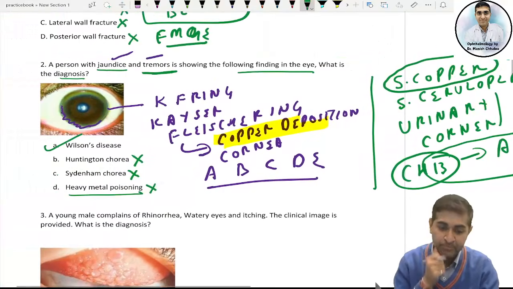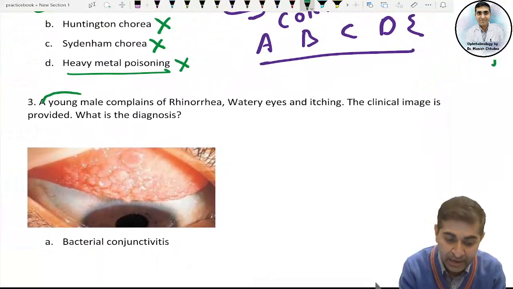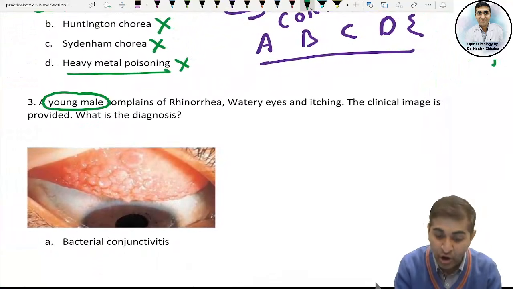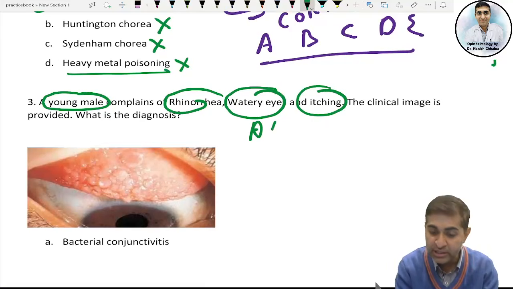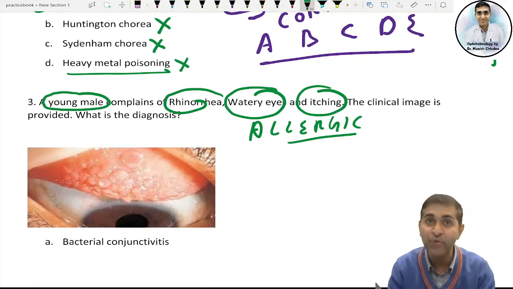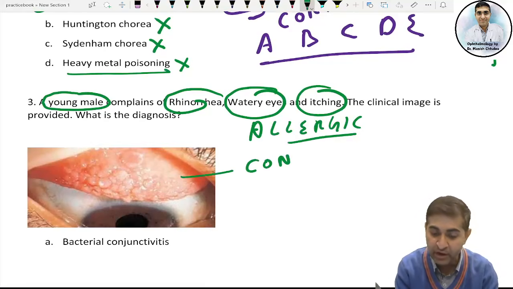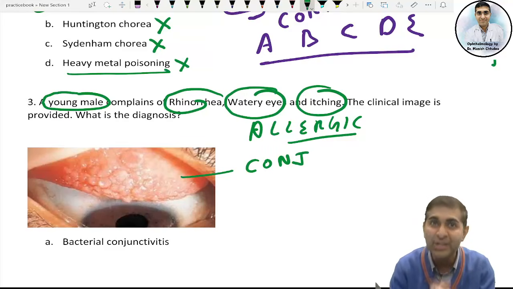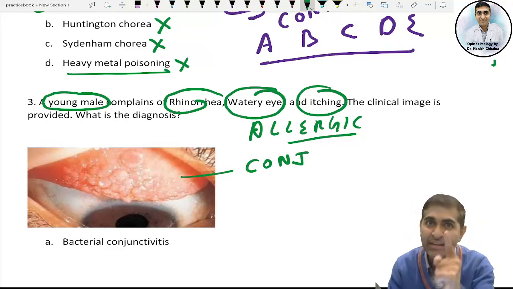Okay. Now coming over to our next disease: a young male complains of rhinorrhea, watery eyes and itching, which goes towards an allergic condition. The clinical image is provided. What is the diagnosis? So this is the image of the conjunctiva. Now any insult to the conjunctiva can lead to two signs. One can be follicle, another can be papilla.